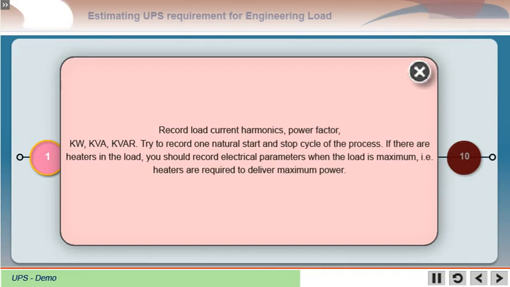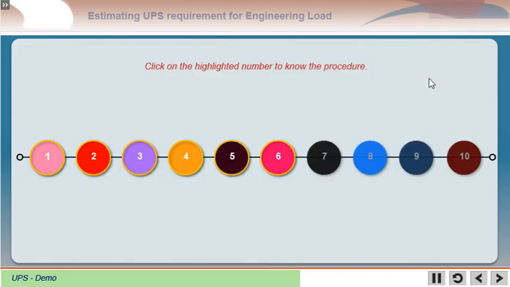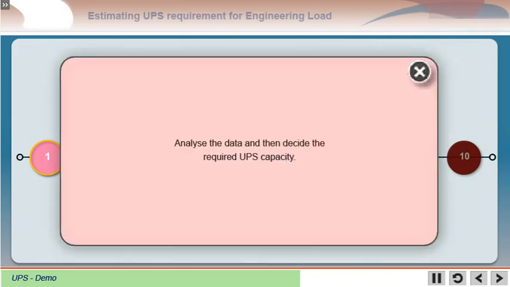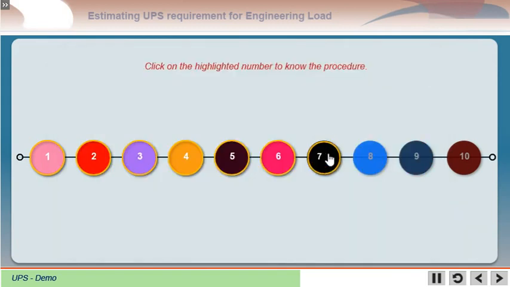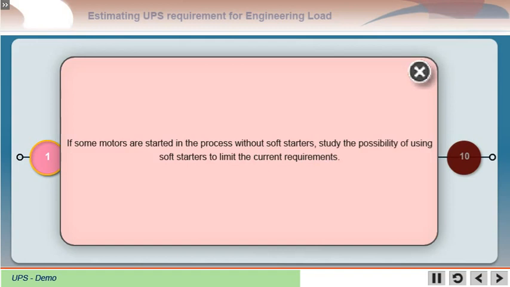If there are heaters in the load, you should record electrical parameters when the load is maximum. That is, when heaters are required to deliver maximum power. Analyze the data and then decide the required UPS capacity. If some motors are started in the process without soft starters, study the possibility of using soft starters to limit the current requirements.